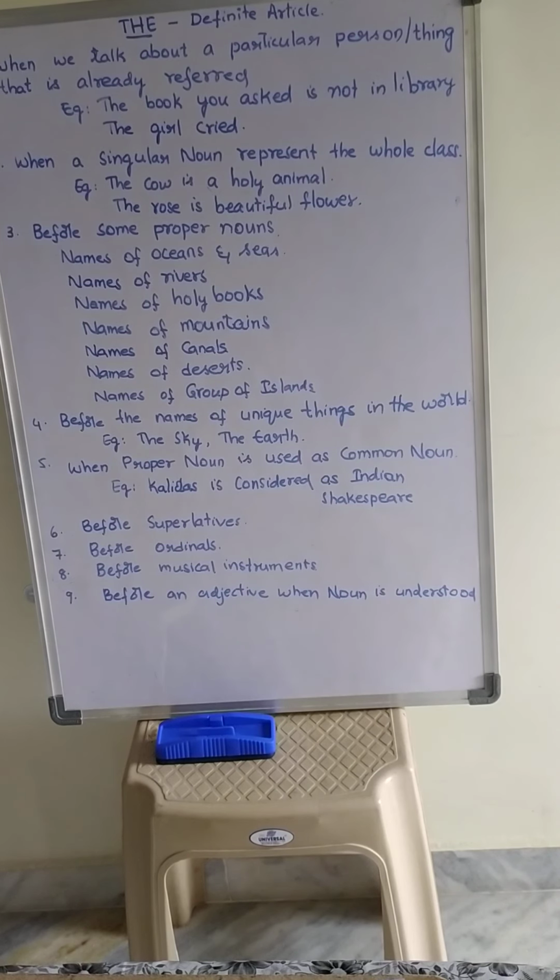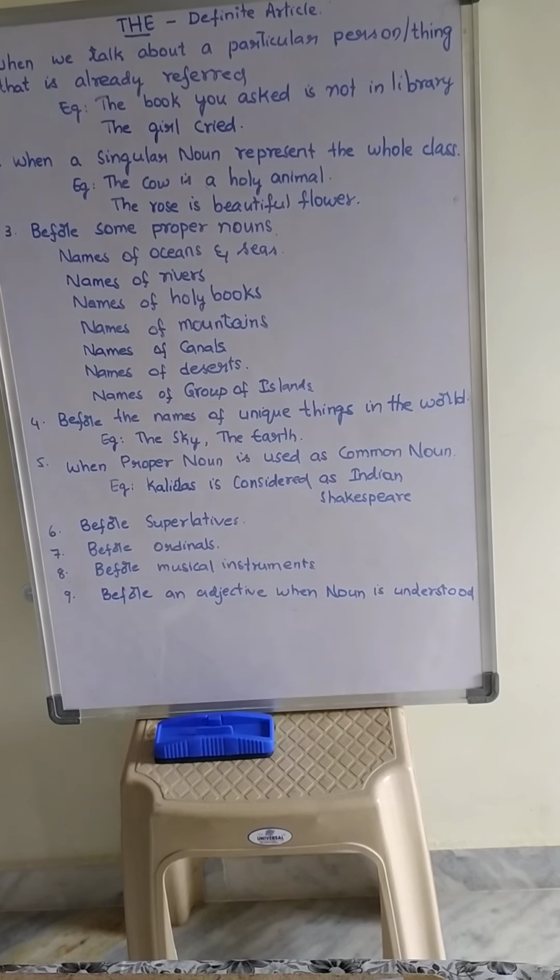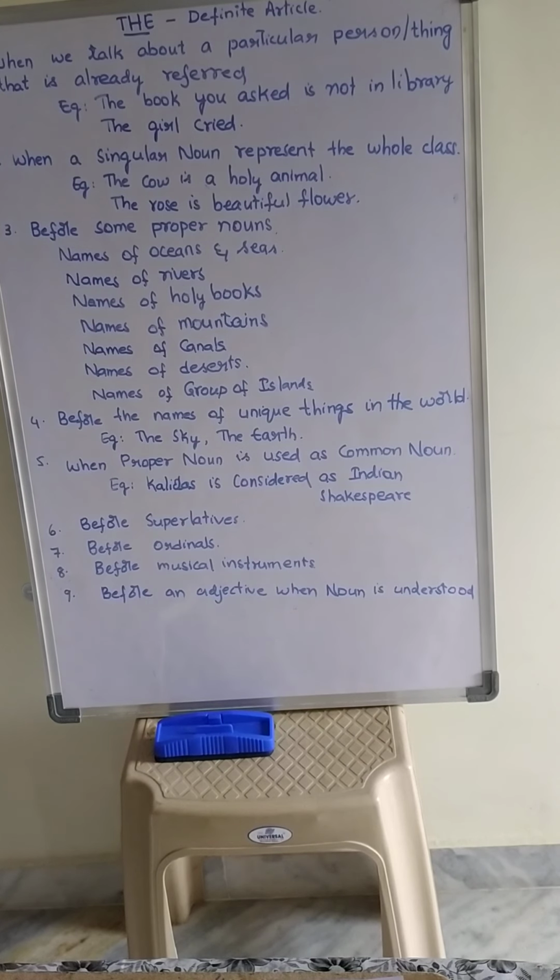The cow gives us milk. So when the singular noun represents the whole class, we use the definite article the. And then before some proper nouns, like the names of the oceans and seas.